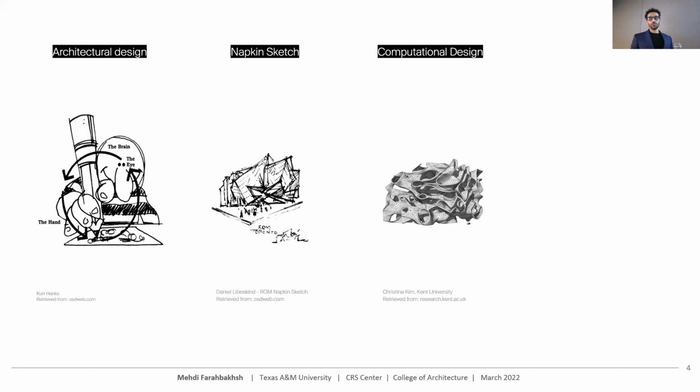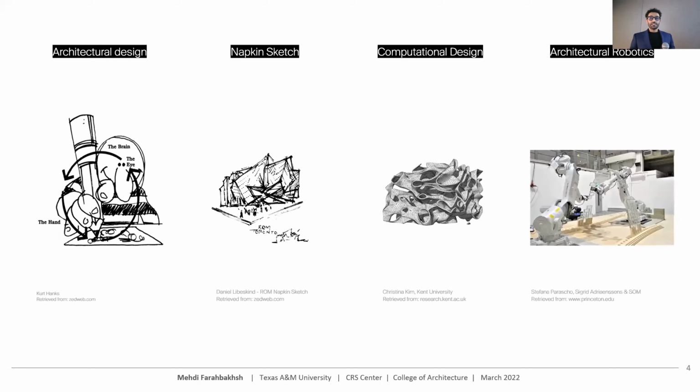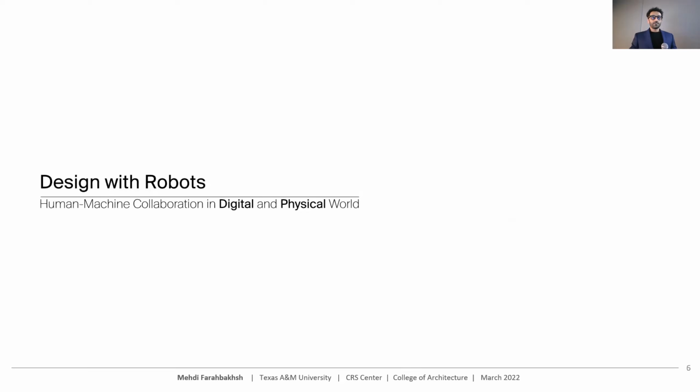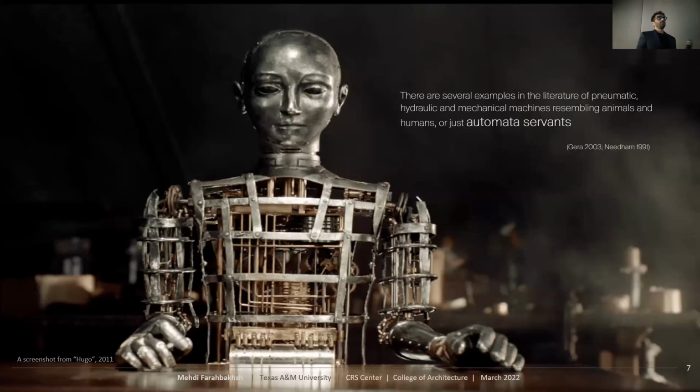That happens in the digital world. Robots are the extensions or medium that enable the architect to directly bring the digital entity into the physical world. If I want to summarize those in an abstract way, I can say it's about material design and fabrication. And in this symposium, when we're focusing on design with robots, it's about more collaboration between human and robot in the digital and physical world. But what is a robot? What's the definition of a robot?